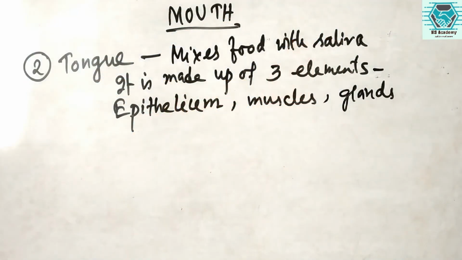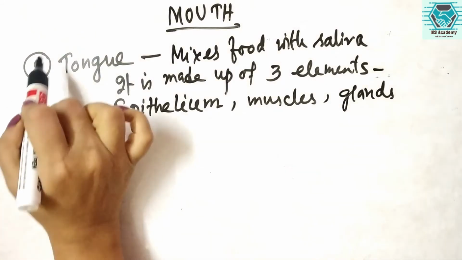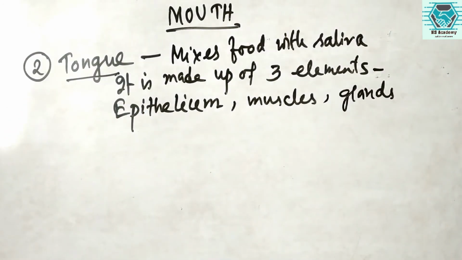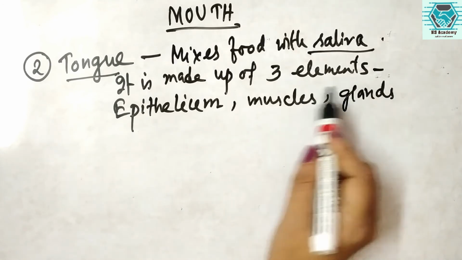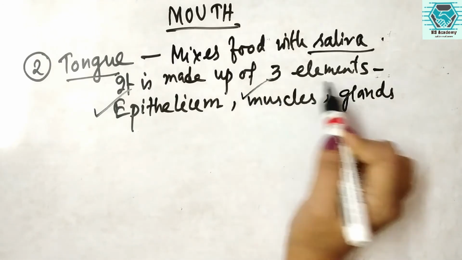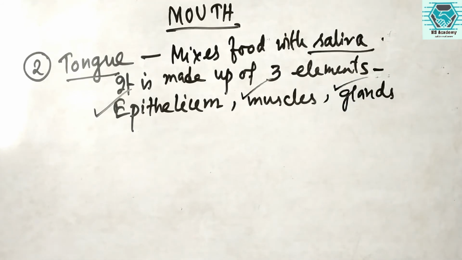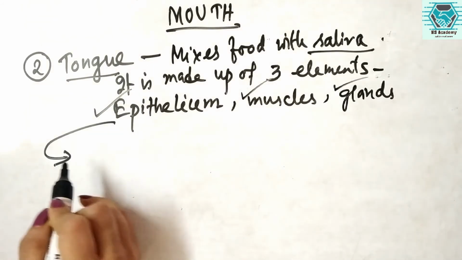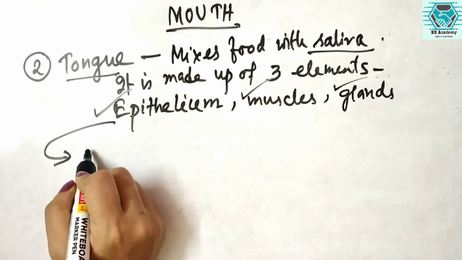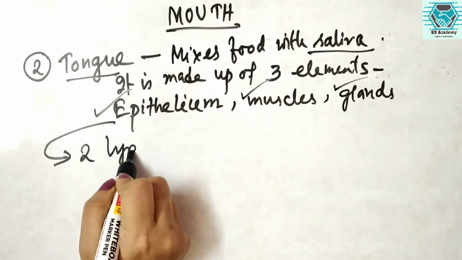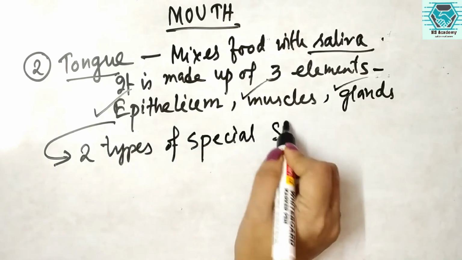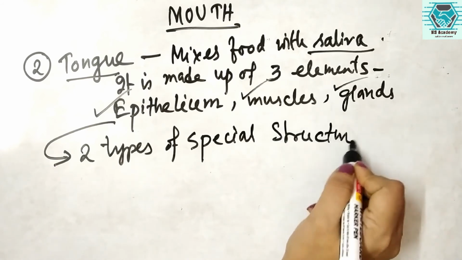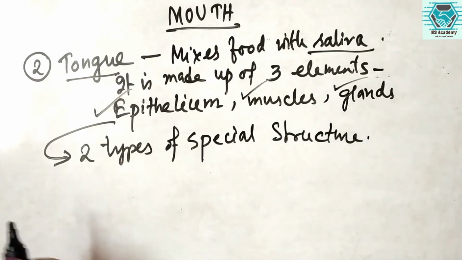The second structure which is present in mouth is tongue. Tongue helps the mixing of the food with the saliva, and it is made up of three elements: epithelium, muscles and glands. In the epithelium portion, there are two types of special structure.